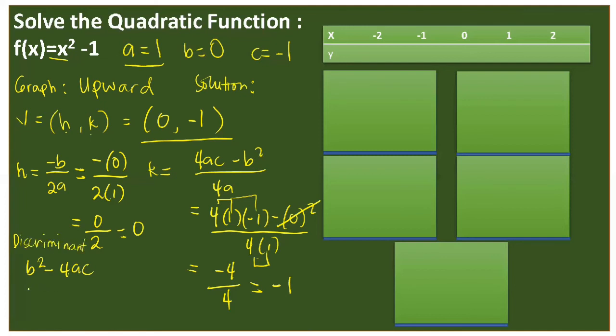So b is 0 squared minus 4 multiplied by 1, which is a, and c is negative 1. And then cancel this one. So negative 4 times 1 is negative 4. And negative 4 times negative 1 is equal to positive 4. Since our discriminant is positive, then our solution is 2 real solutions. So, ibig sabihin, the parabola must cross the x-axis 2 times.